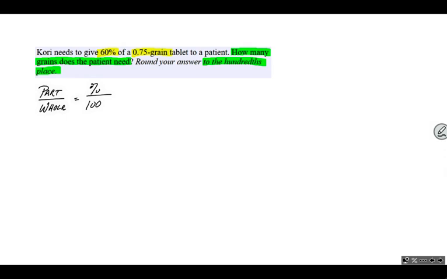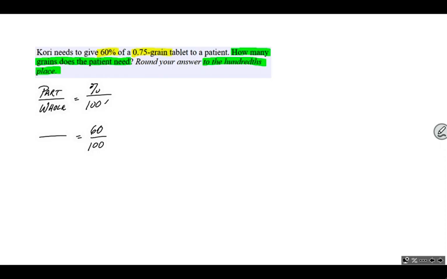Typically with percent problems we're given two parts and we need to solve for the third. The 100 always stays the same. It's always percent out of 100 or percent over 100. We might be given the percent as we are in this problem. We can fill that in right now. We've got something equals 60 over 100, and then we might be given either the part or the whole.